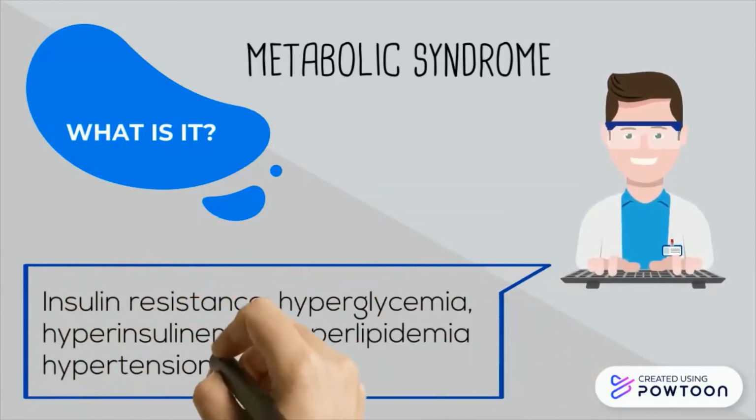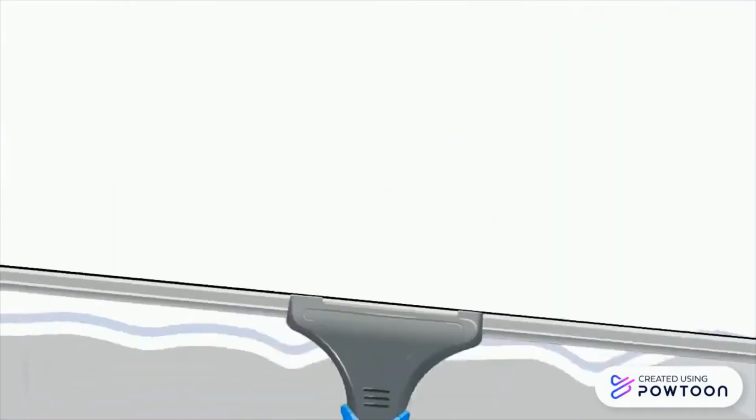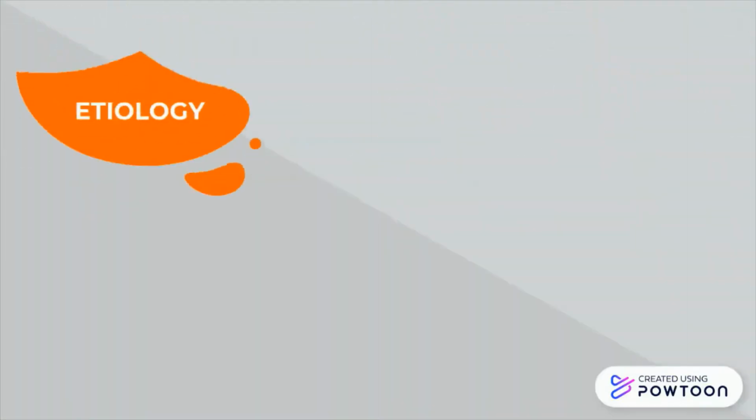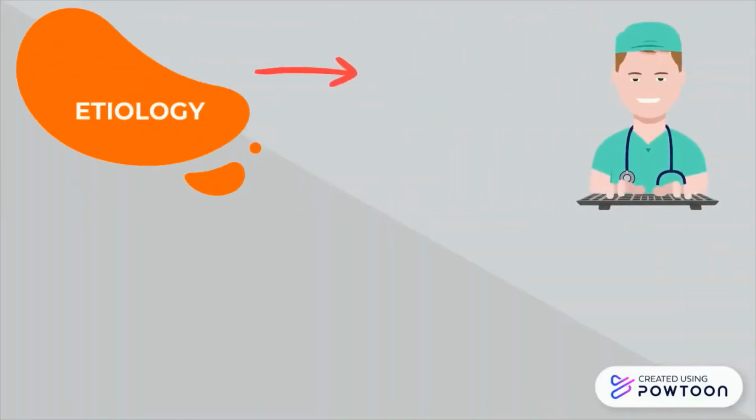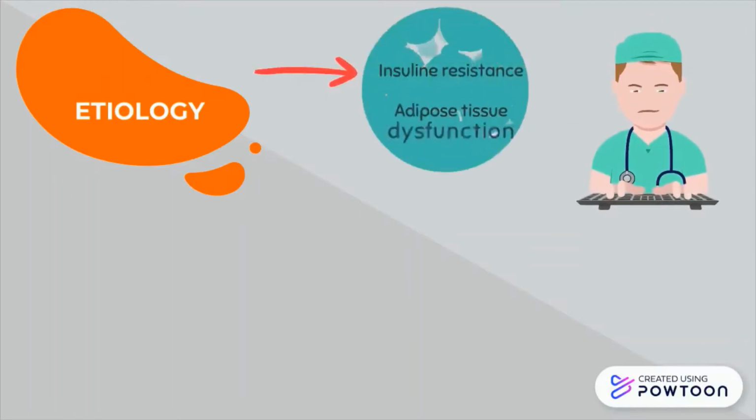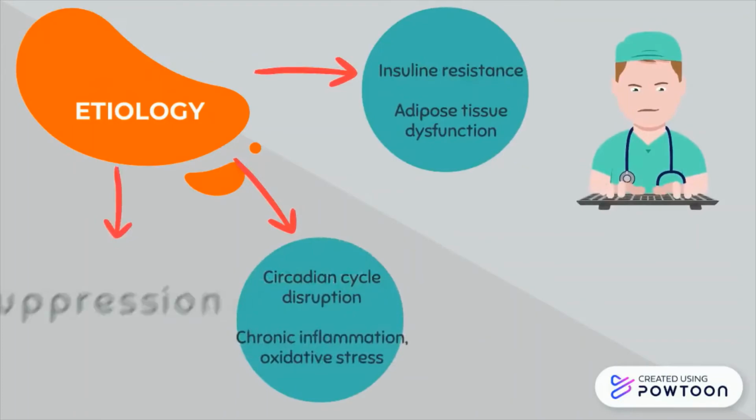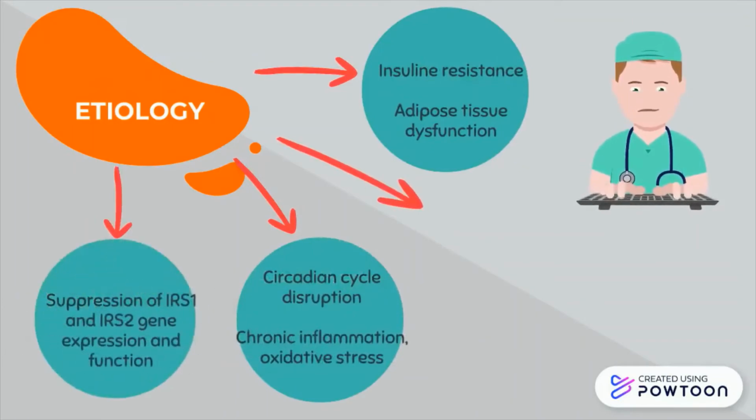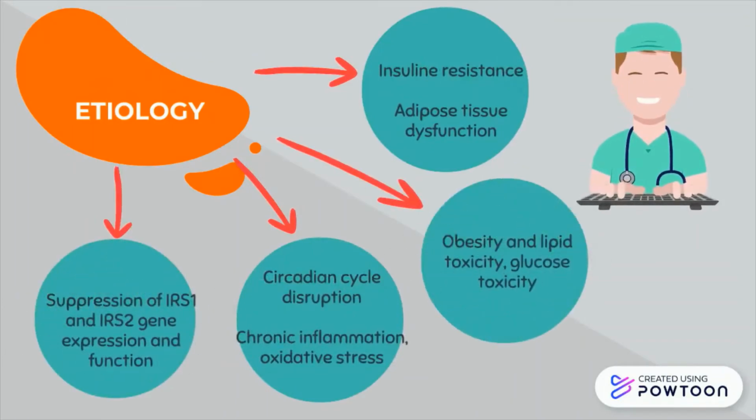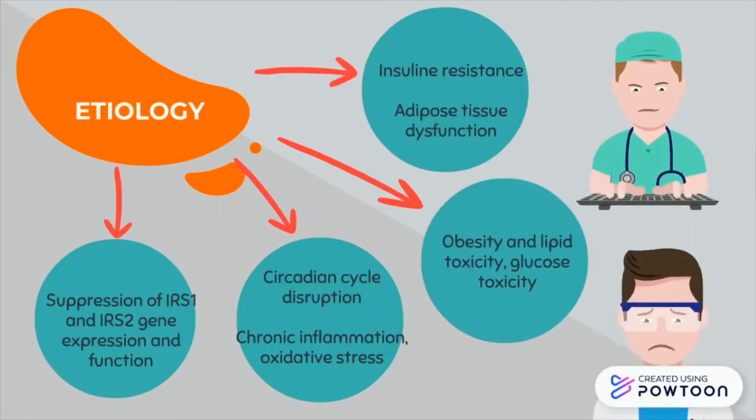And what are the causes? Many contributing factors and mechanisms have been proposed, including insulin resistance, adipose tissue dysfunction, chronic inflammation, oxidative stress, circadian disruption, cellular dysfunction by protein kinases and phosphatases, suppression of insulin receptor substrate 1 and 2 gene expression and function, obesity, lipid and glucose toxicity.